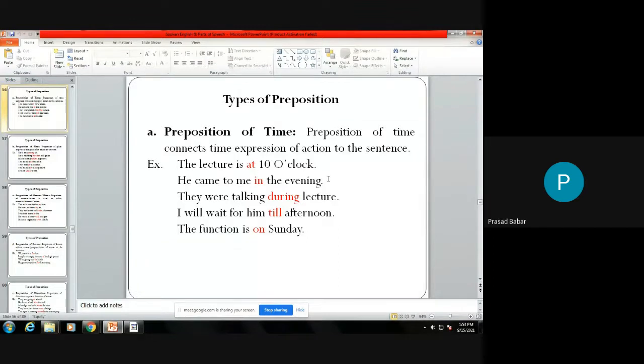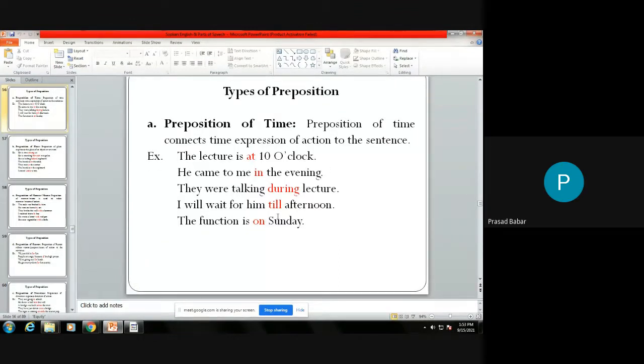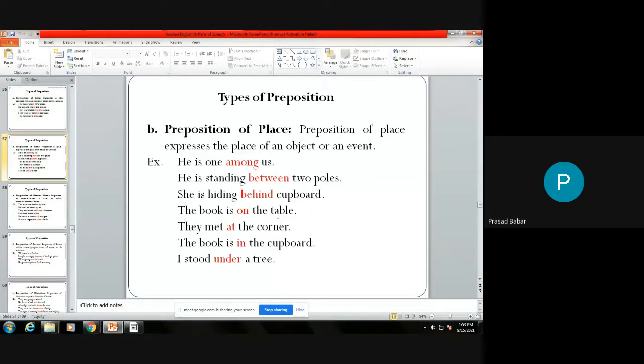They are, a preposition of time. These are the time indicating words, expressions of actions which are connecting to time. Then the examples are in, at, during, till, on. These are called prepositions of time. Then the prepositions of place are the prepositions which express the place of an object or an event. Among, between, behind, on, at, in, under, these are called prepositions of place.